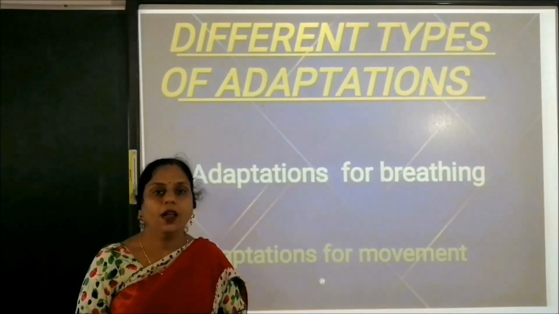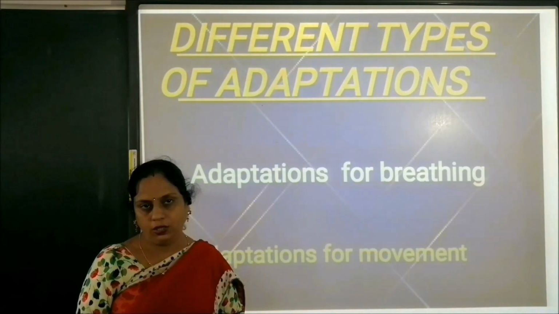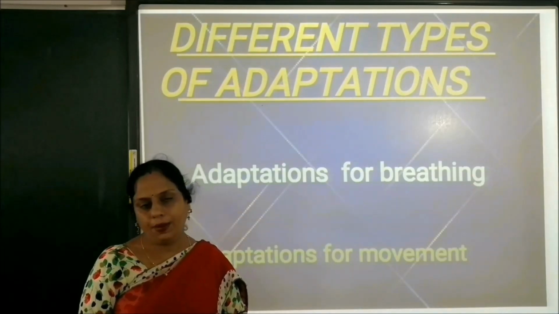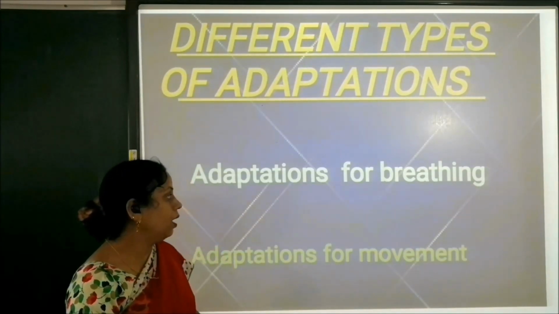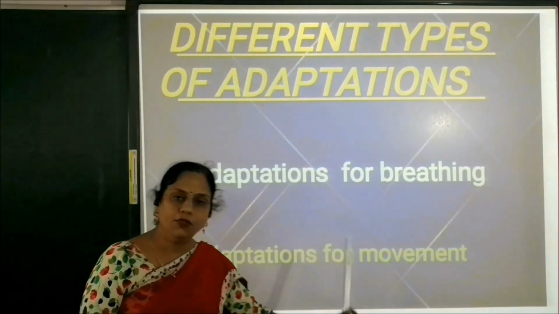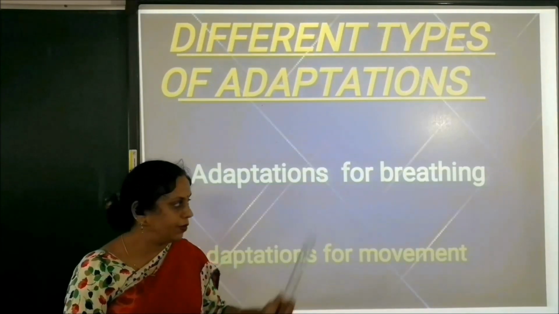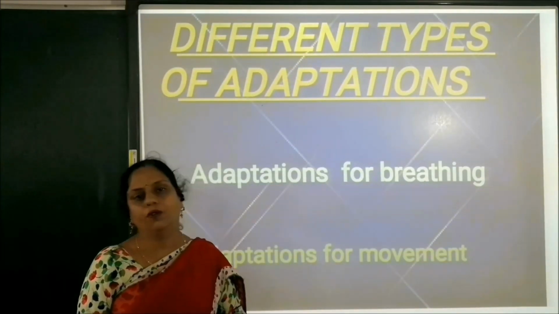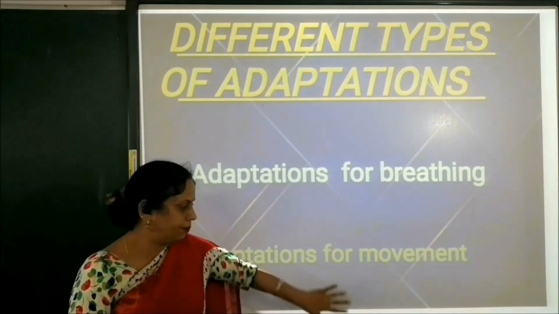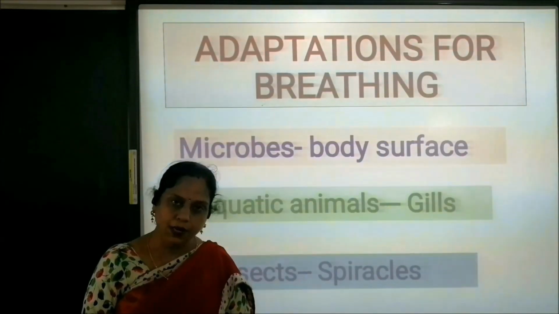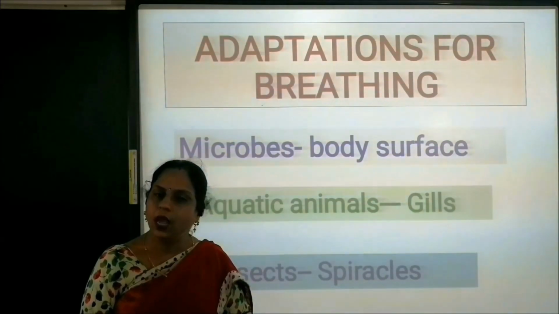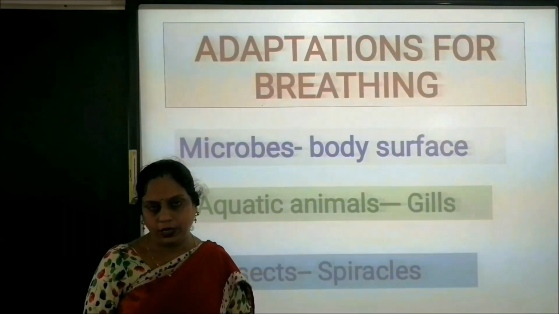Now children, there are different types of adaptations which help animals to survive in their habitat. What are they? They are adaptations for breathing, adaptations for movement. So we will discuss both of these adaptations one by one. First is adaptations for breathing. You know that all animals breathe. They take in oxygen from their surroundings and release carbon dioxide.